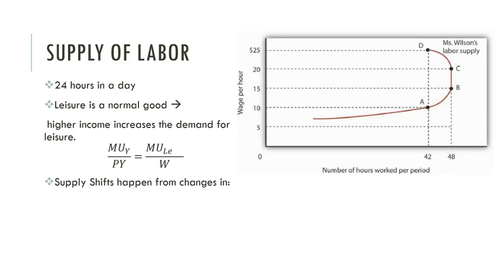And there are some things that can shift the supply curve of labor. So when we have changes in preferences for work and leisure, that can happen at various times throughout life. Sometimes when you're a college student, you need to say, I need to work because I have to. I don't make that much money. I need to keep working and working because I have to pay for school.